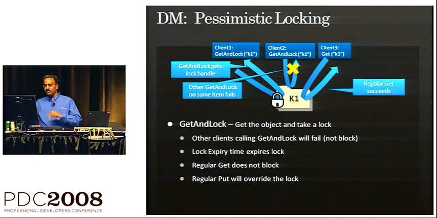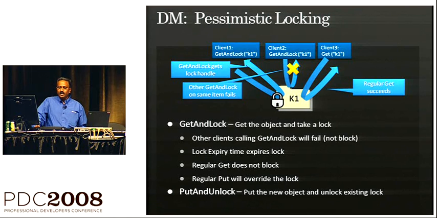So on the get and lock, you get the object and then take a lock, and regular gets do not block, but regular puts actually overwrite it. But we have something that actually does put and unlock. If you have taken a lock and then you put it back, you succeed and unlock it. But if you're not the one, then you never had a lock handle, so put and unlock will fail. So the normal recommendation is to use get and unlock and then put and unlock primitives if you're using pessimistic concurrency control.